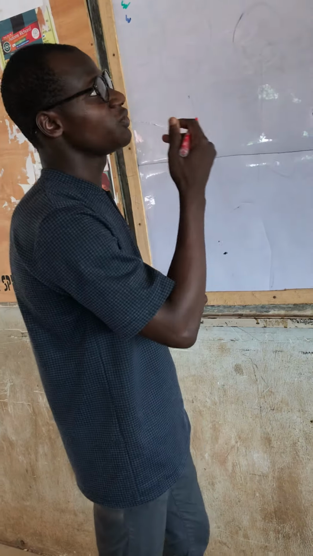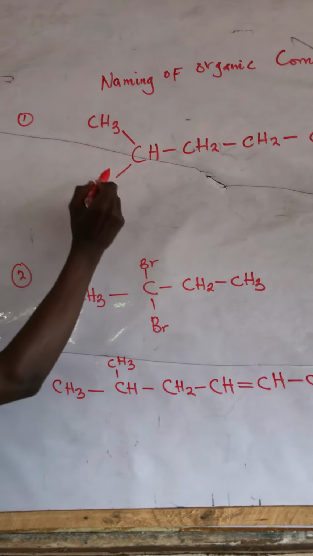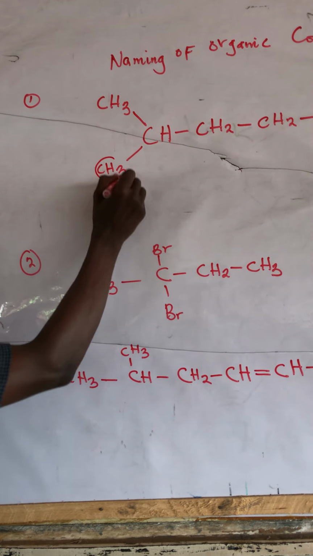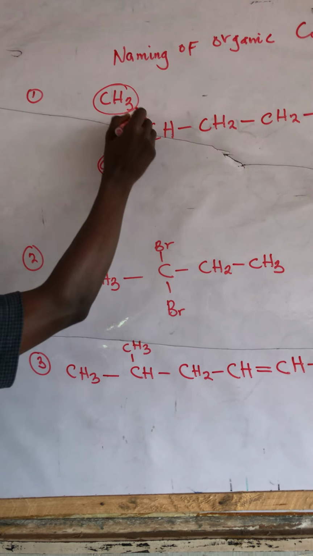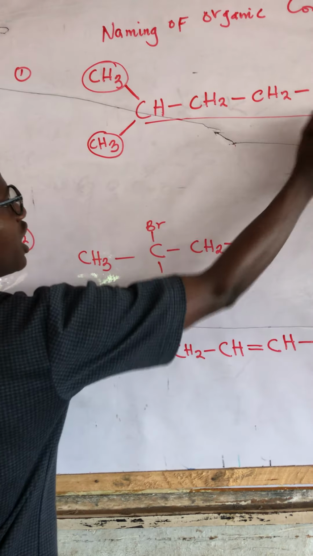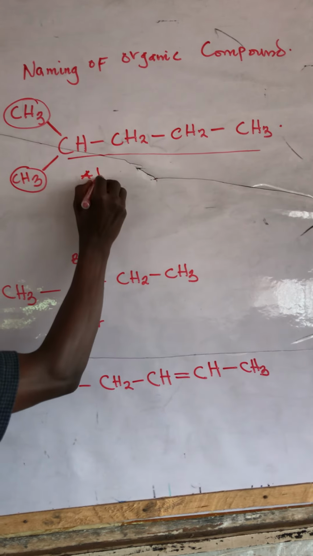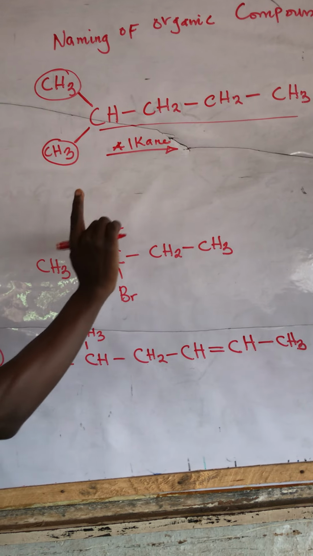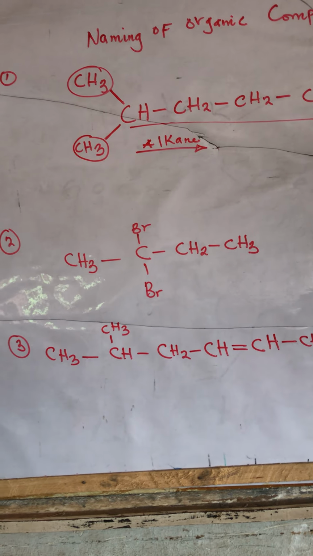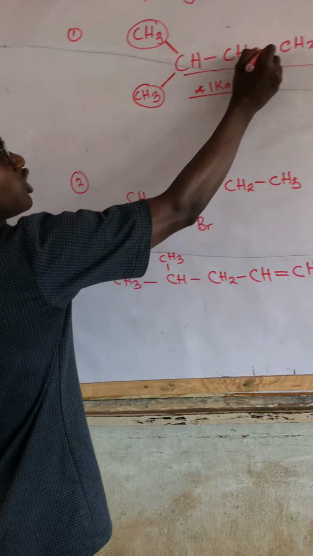Now the first question we are given, we have CH3 with another CH3 in this place. Now if you look at the structure of this compound very well, everything is a single bond, which automatically tells us that it belongs to the homologous series of the alkanes because everything is in single bonds. Now we have determined the functional group, that it is alkane.